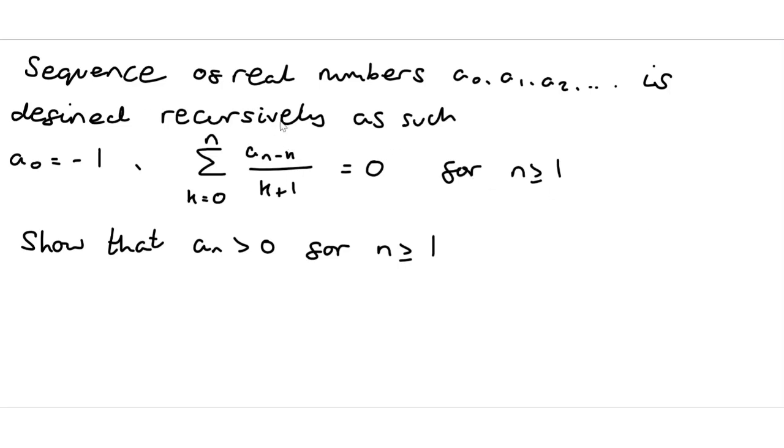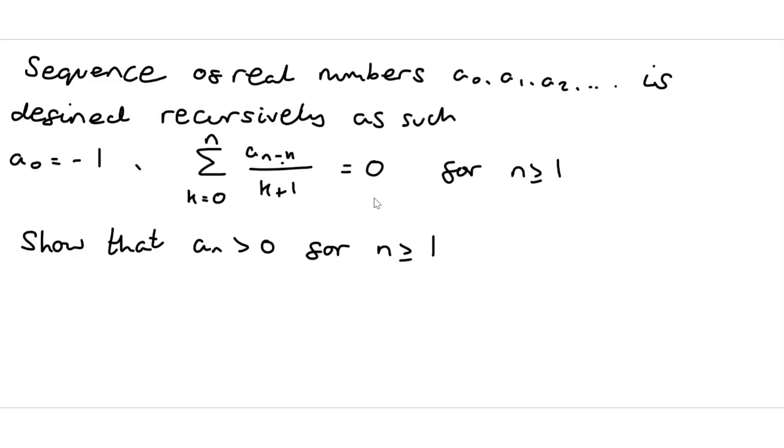So we have a sequence of real numbers, a0, a1, a2, and so on, and we define them recursively. So a0 is equal to -1, some initial term. And then the sum from k equals 0 up to n of a(n-k)/(k+1) is equal to 0, for whatever n is. We use that to define a1, and then with the value of a1 we can define the value of a2, and so on.